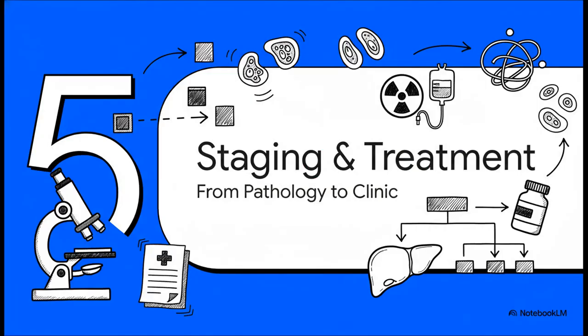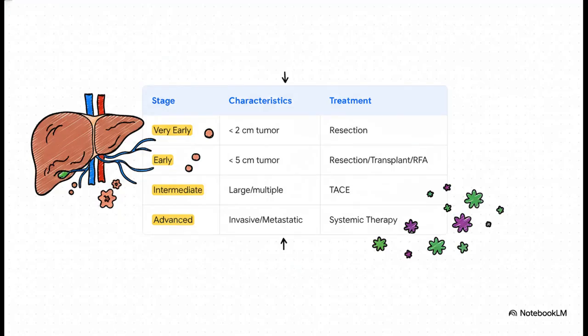Okay, so a pathologist has identified a malignancy. Now what? Where do we go from here? Well, that takes us right into Section 5, Staging and Treatment, because the pathologist's report is absolutely fundamental. It directly tells the oncology team how to stage the cancer and build a treatment plan. What you're looking at here is the Barcelona Clinic Liver Cancer Staging System, or BCLC. This is pretty much the gold standard for hepatocellular carcinoma.